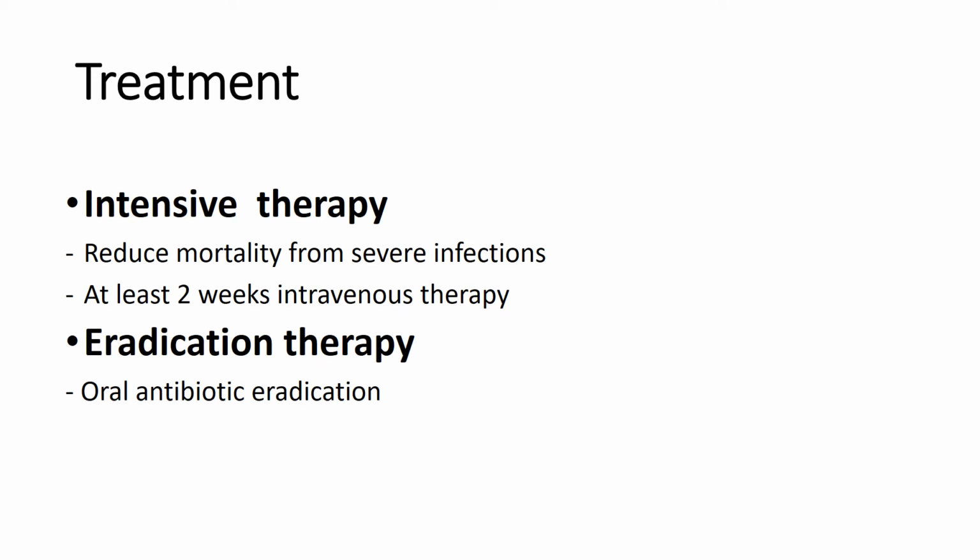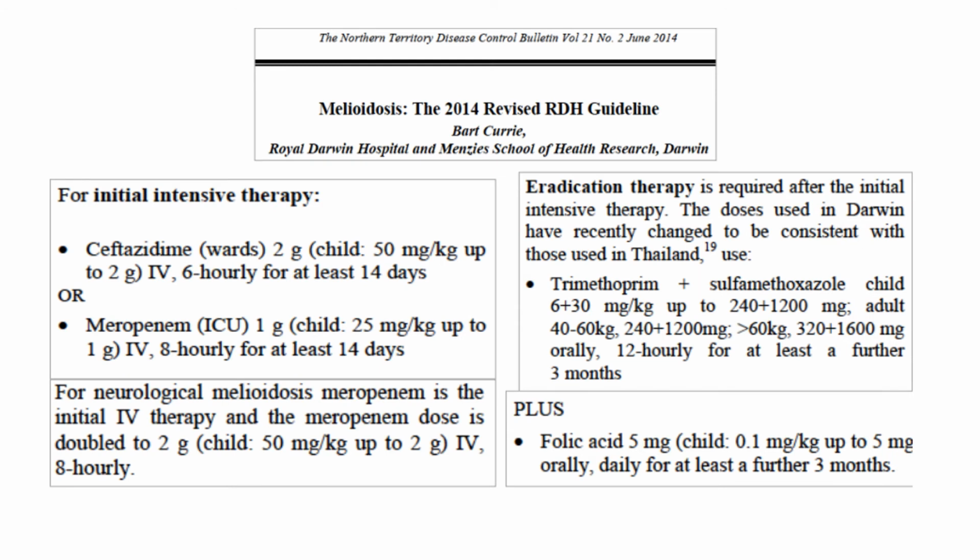Treatment is divided into two phases, the intensive therapy and the eradication therapy. The aim of the intensive therapy is to reduce the mortality from severe infections. The duration that we are aiming at is at least 2 weeks of intravenous therapy. I will explain more as we go along. In the eradication therapy, we are looking at using oral antibiotics for a more prolonged period. Again, I'm quoting the Royal Darwin Hospital guideline of 2014.